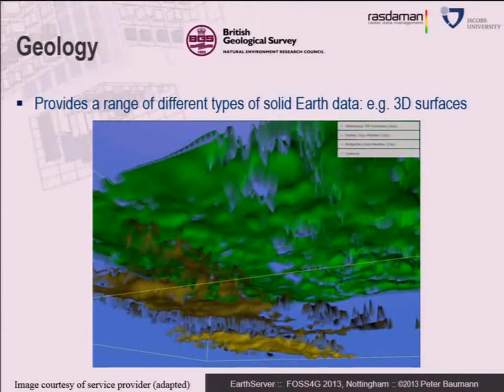One example of the three-dimensional visualization comes from the geology domain, where you can have solid earth information like geology parcels, and the access can be done by visualizing them in 3D and moving them in space to see how they are located and how they relate to each other. So that's a good example of the 3D visualization.